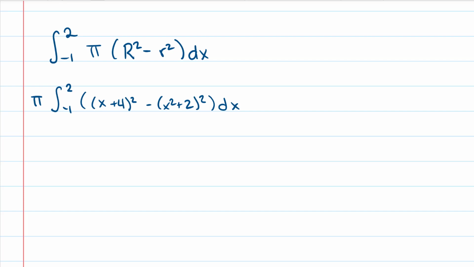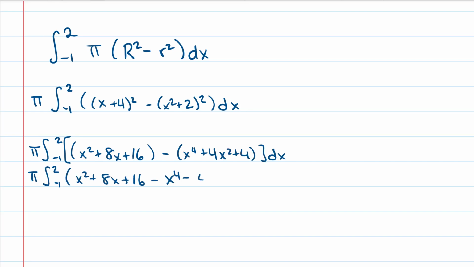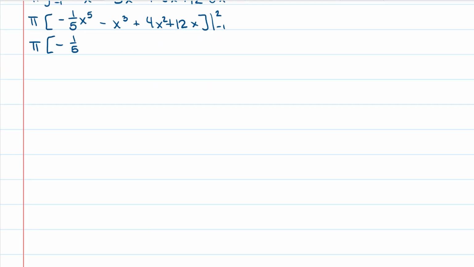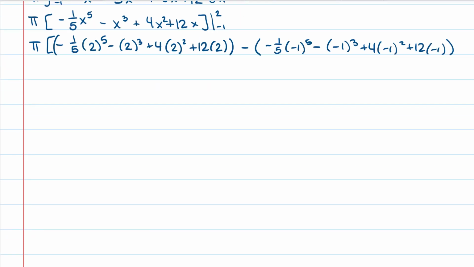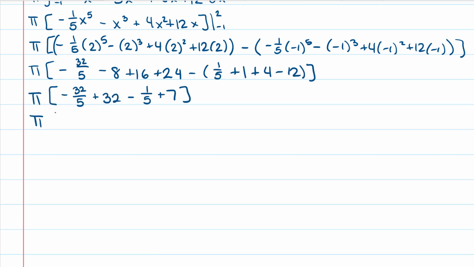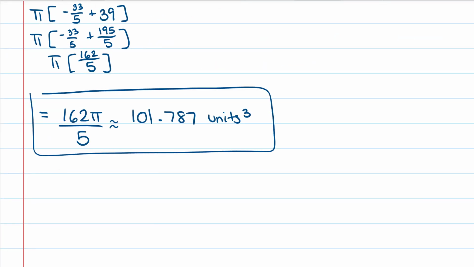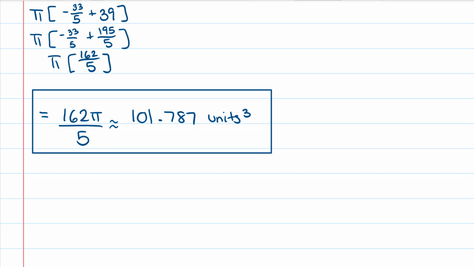If this is on a graphing calculator portion of the test, you could just plug that in and be done. However, if it's not, we must solve it by hand. And so this is going to give me 162 pi divided by 5, which is approximately 101.787 units cubed.